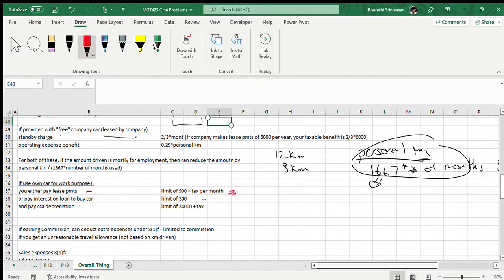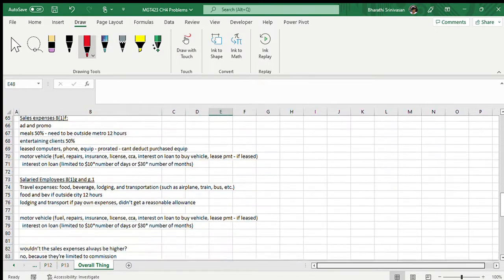Another thing is if you pay interest on a loan to buy the car, that interest is limited to $300 per month. And if you're showing depreciation of the car using CCA, the max cost of the car you can use is $34,000. So if your car actually costs $37,000, you can't use that full amount to deduct. You have to deduct a maximum of $34,000 plus tax. This comes to around 38,400 or something like that. I'm not too sure, but yeah, that's a limit.